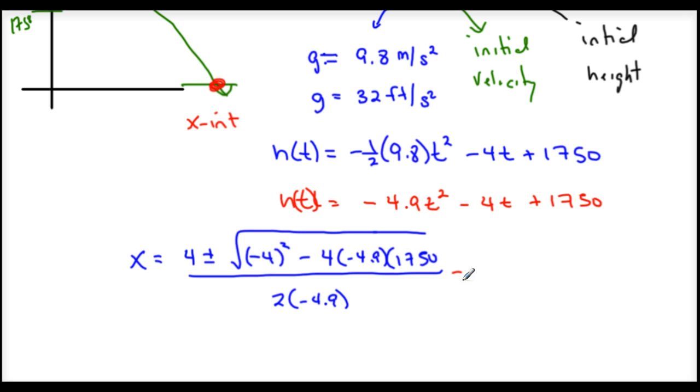So after plugging this in, you should have got an answer. You should have got a positive and a negative. The positive answer you would have got would have been roughly 18.5, and since we're talking about t time, so 18.5 seconds.